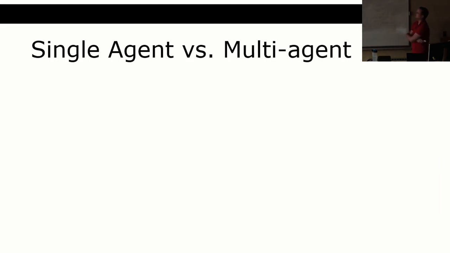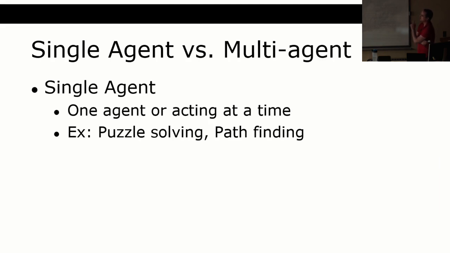Next, there's single agent versus multi-agent. I know there's a lot of properties. Don't worry about it. Single agent, only one agent is there at a time. So you might have something like solving a Sudoku puzzle. That would be an example of a single agent problem. Or if you're in a maze and you're trying to get out of the maze and you're the only one there, that pathfinding problem is a single agent problem.